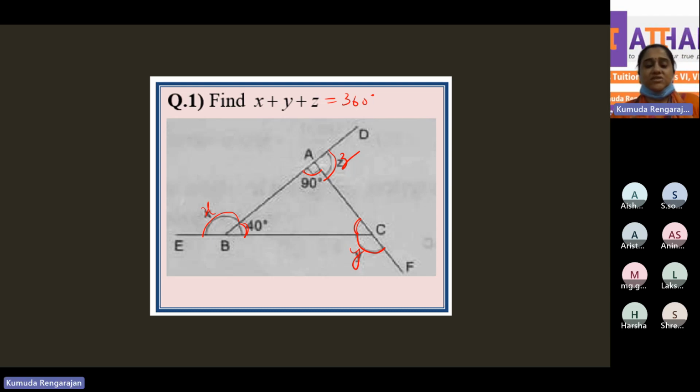You can directly say 360, but here you need to find x, y, and z. X is 140 and z is 90. What about y? Because we know that 140 plus 90 plus y should give you 360, the sum of the exterior angles. The exterior angle 140 plus the exterior angle 90 plus the exterior angle y should give you 360.